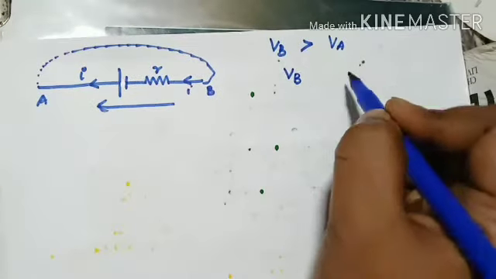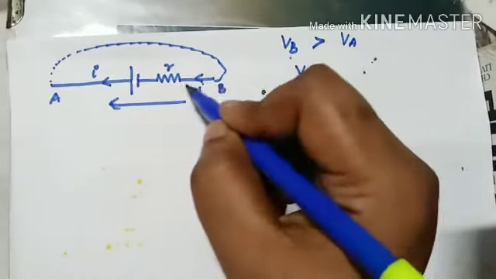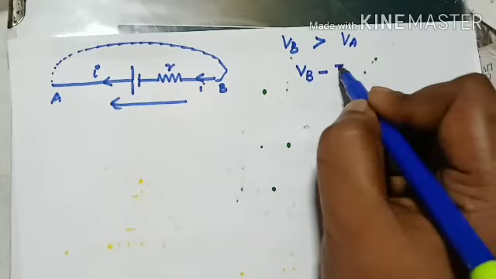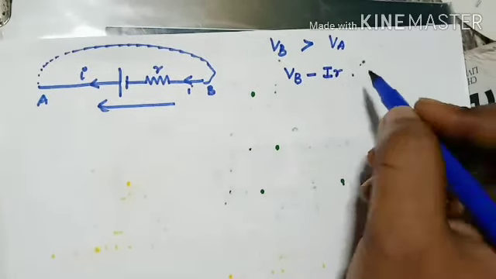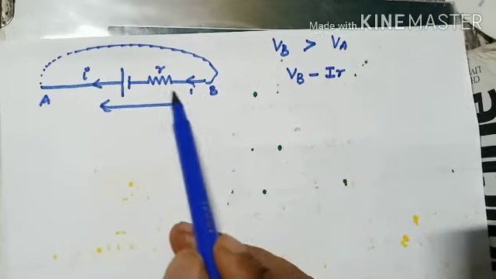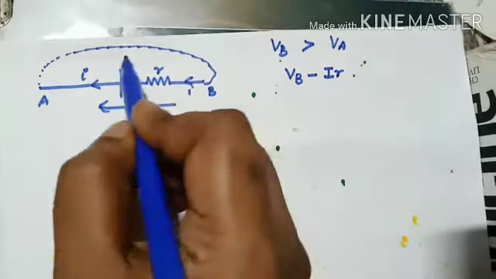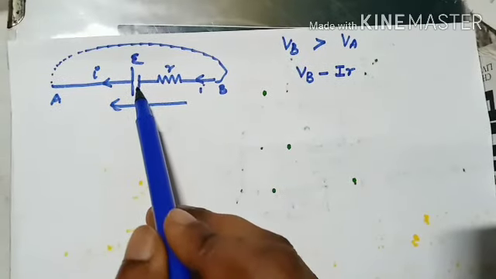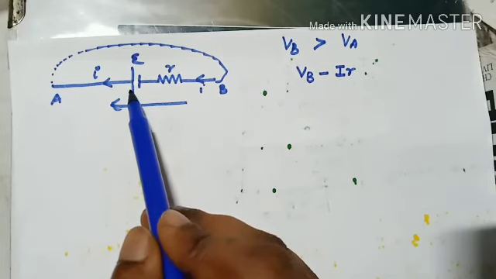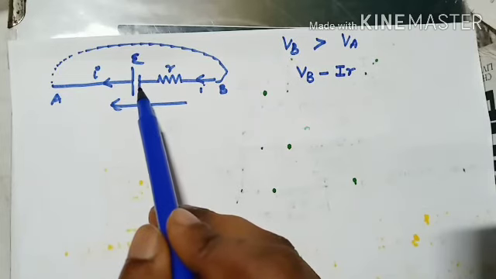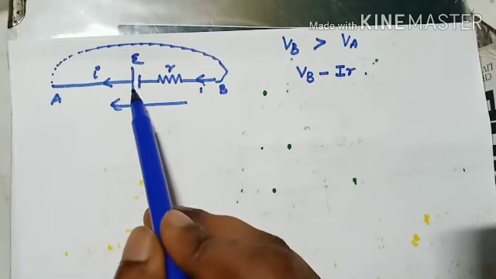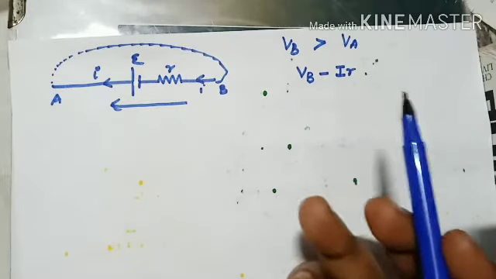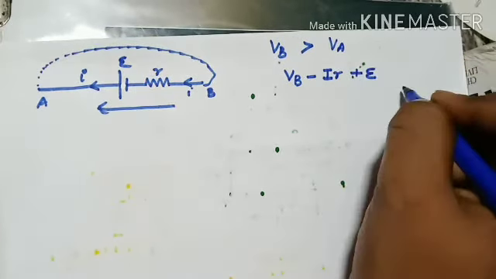Now VB was there. Now there was a potential drop, and that potential drop is due to this internal resistance, right? And the potential drop across the internal resistance will be I into r. This much clear? So VB minus Ir has come up. So let this EMF be E. Now I have reached the cell. Now from the cell I am moving from the negative terminal to the positive terminal. Negative terminal means lower potential to higher potential, right? That is, I am moving from lower energy to higher energy. That means I am gaining. The voltage is increasing, so I will write it as plus E.